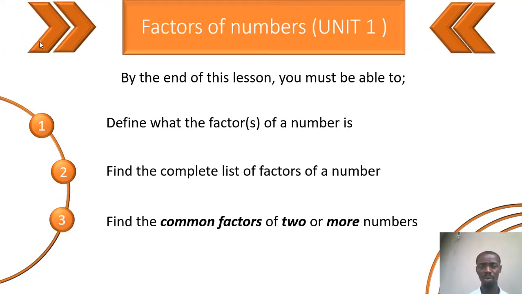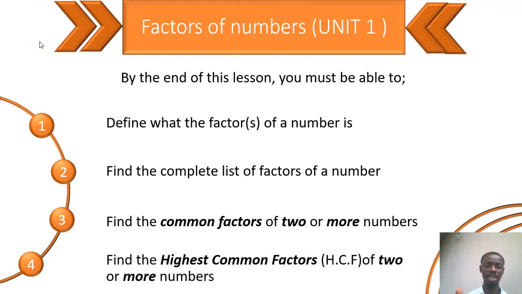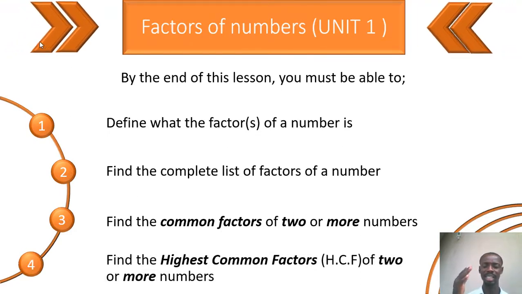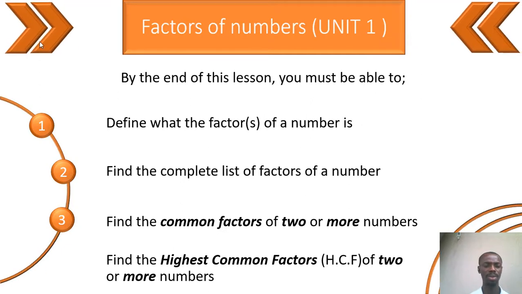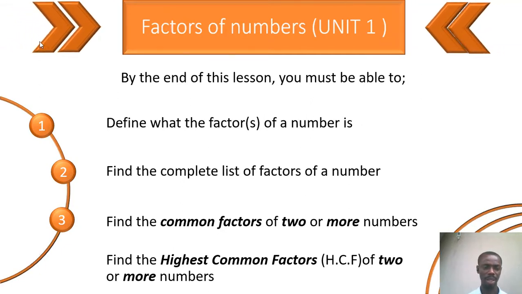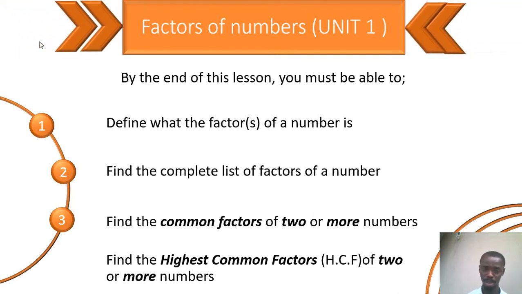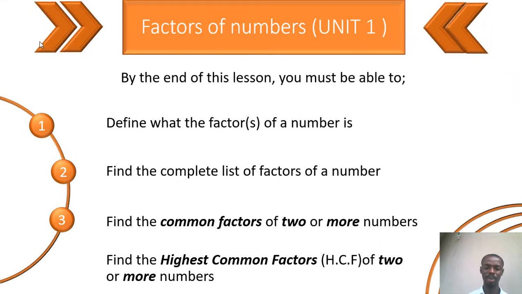This can also lead us to finding highest common factors of 2 or more numbers. And lastly here, just finding the highest common factor, just like I said earlier. So these 4 objectives are what we're going to be covering, and let's see how we're going to accomplish this probably in the next less than 40 minutes.